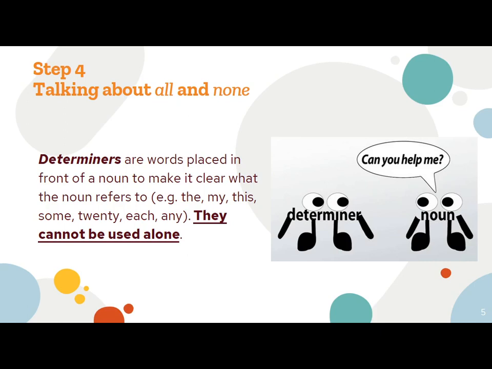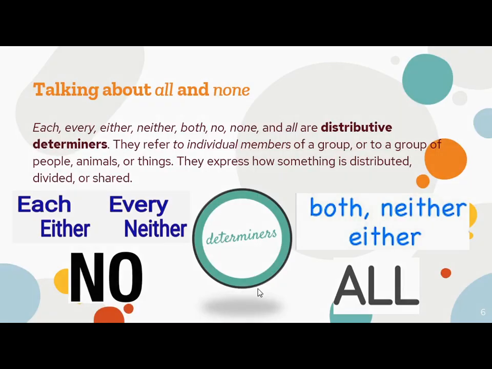So that's why it's important that you have a determiner plus a noun. And that's why we have here that they cannot be used alone. So it's important. That's why determiners cannot be alone. They need to have a noun to work with. So let's continue by having the following slide.